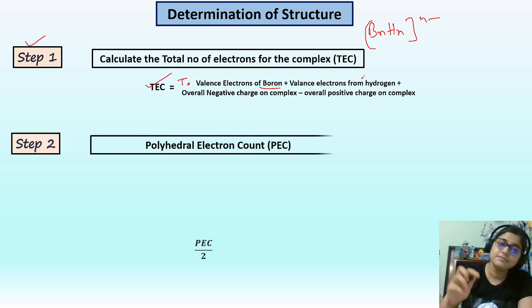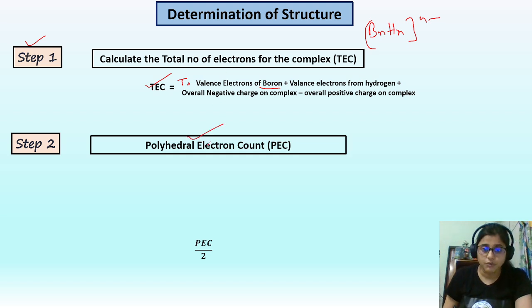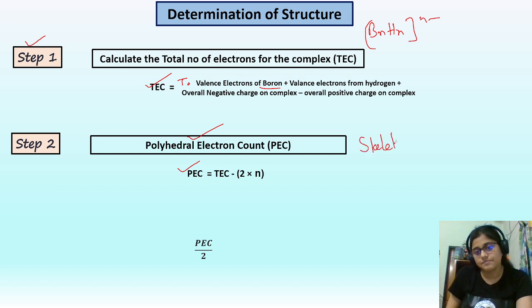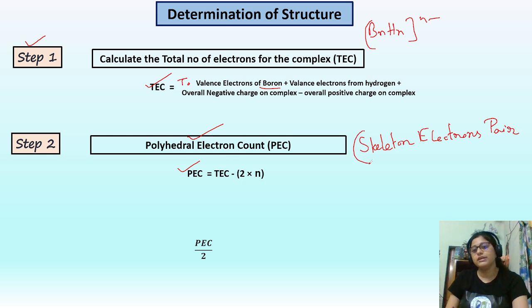Now step 2 is the polyhedral electron count. Okay, so these actually we can show it like this is actually the same thing. We can write that skeletal electron pair, not electrons, electron pair. Okay. So PEC is also called skeletal electron pair. Fine. So PEC can be calculated by this formula.